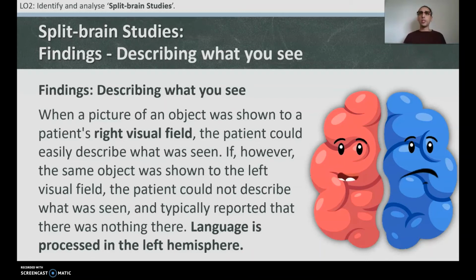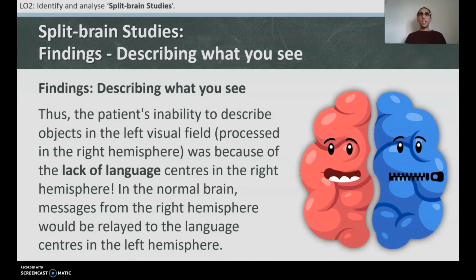When a picture of an object was shown to a patient's right visual field, the patient could easily describe what was seen because the language center is in the left-hand side, and that's the side that could see the image. However, if the same object was shown to the left visual field, the patient could not describe what was seen. They typically reported that there was nothing there. Language is processed in the left hemisphere. Thus, the patient's inability to describe objects in the left visual field processed in the right hemisphere was because of the lack of language centers in the right hemisphere. In the normal brain, messages from the right hemisphere would be relayed to the language centers in the left hemisphere, and therefore they would know.